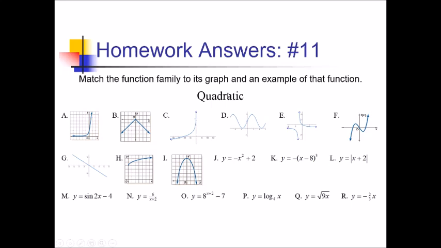To find a quadratic graph, I'm looking for a parabola, either a happy face or a frowny face, a U basically. Now, in here in I, we have an upside down U, so this actually is a quadratic. It's just one with a negative out in front. So I for the graph. And then for the function of that, an example, we're looking for something with an x to the second power. So the very first one here, negative x squared, this is going to be a quadratic. Choice J.